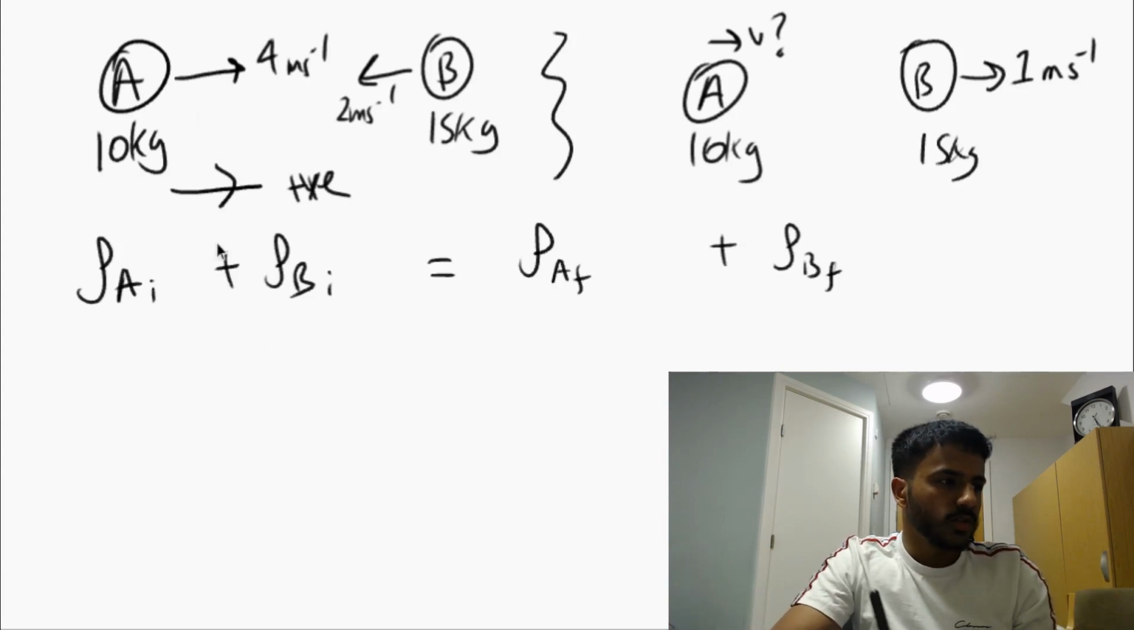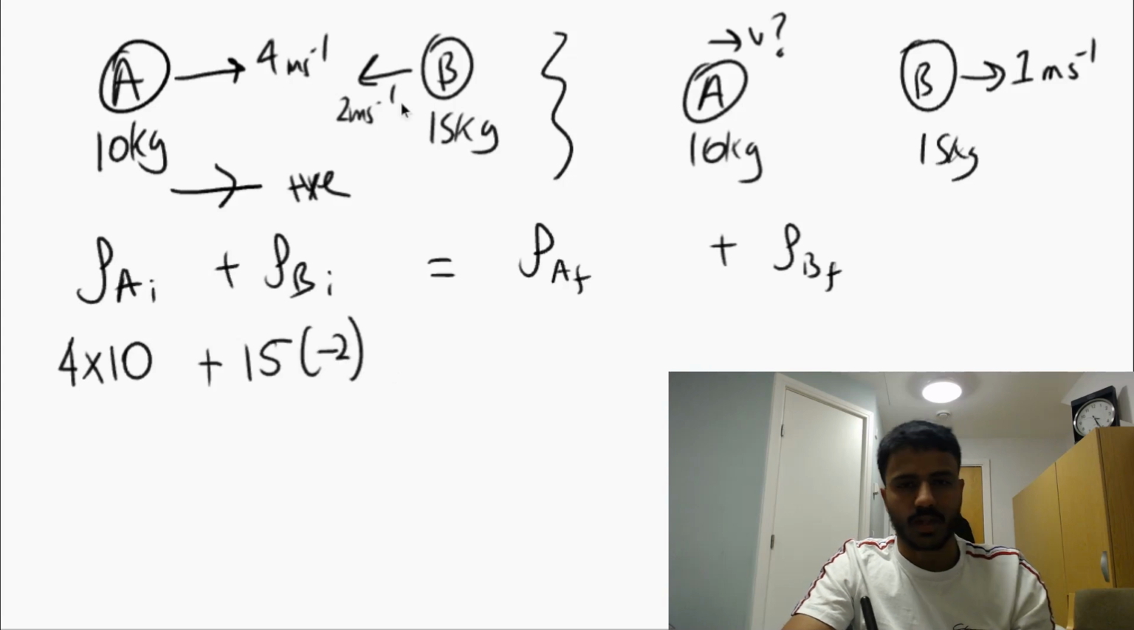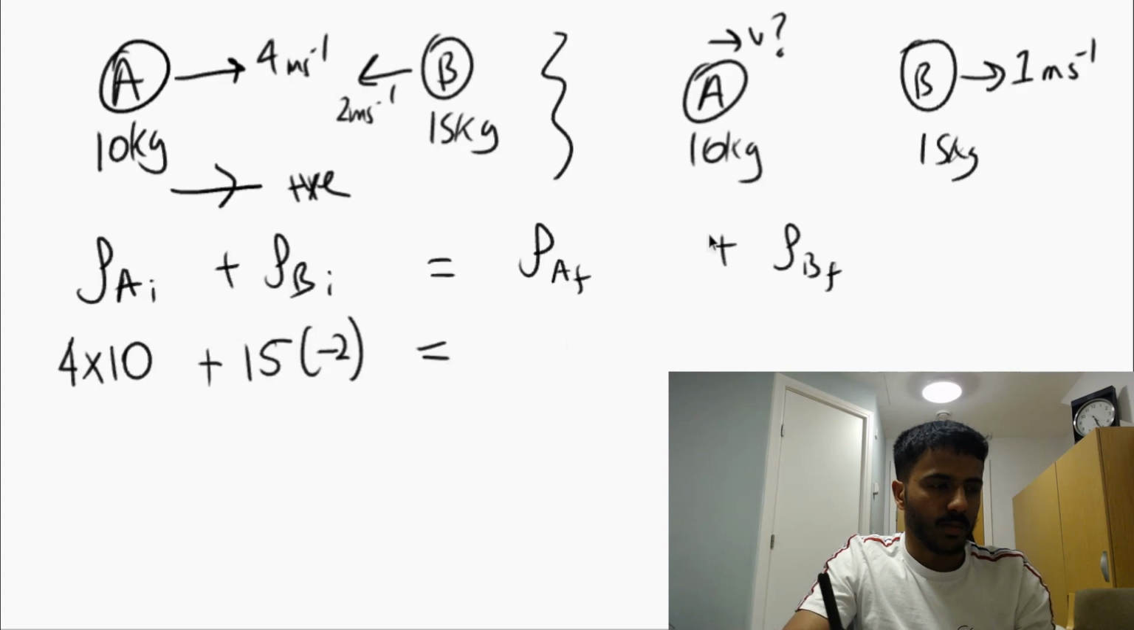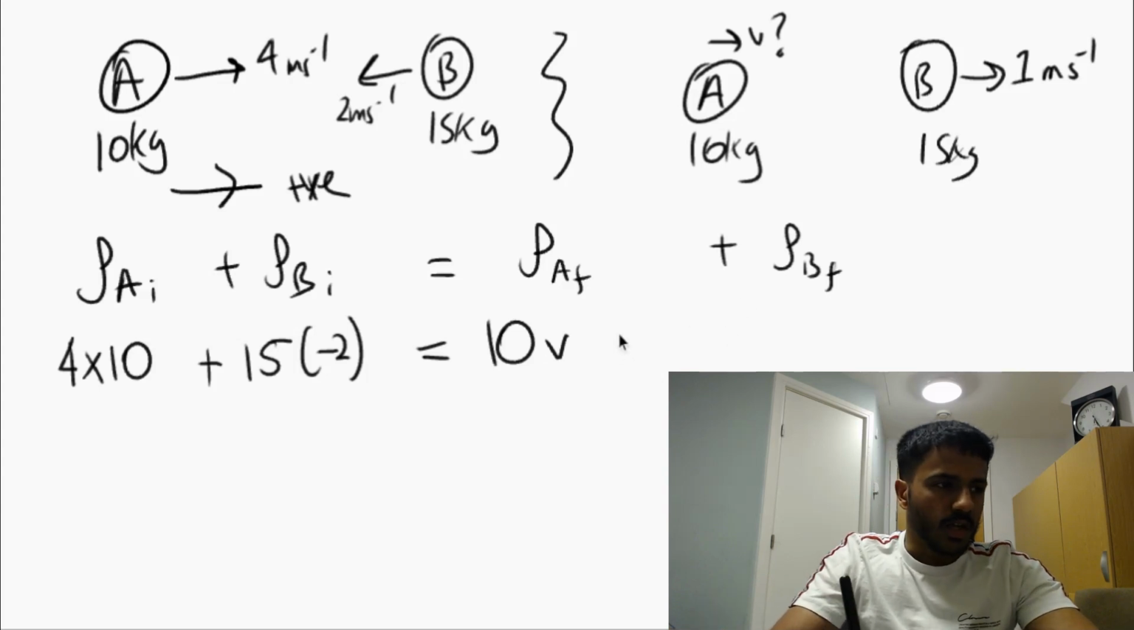So A is moving to the right, so we know that its momentum is 4 meters per second times 10 kilograms. B is moving to the left, so I'm going to say that it's 15 kilograms times minus 2 meters per second because it's moving in the opposite direction. A, we don't know anything about except for its mass after the collision, so we want to find out what its final speed is. And B, we know, is moving to the right at 1 meter per second, so this is 15 times 1.